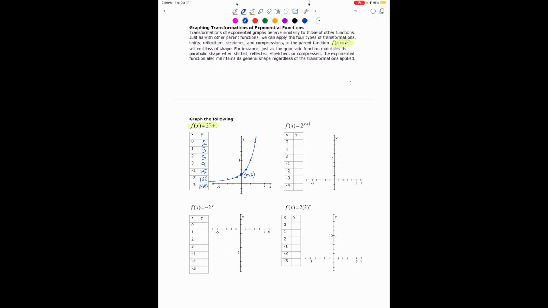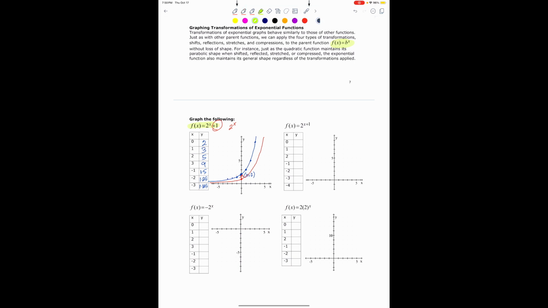So in this case, as you can see, the parent function is 2 to the x power. It usually cuts the graph at this point. So I'm going to sketch the parent function. As you can see, the graph shifted up 1 unit. So I predicted that because the transformation here is a vertical shift. So it moves up 1 unit.